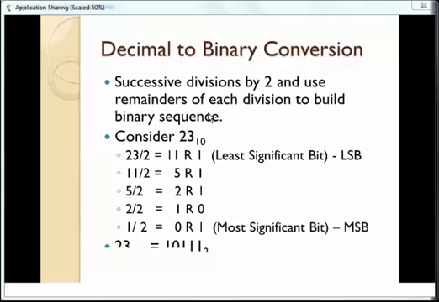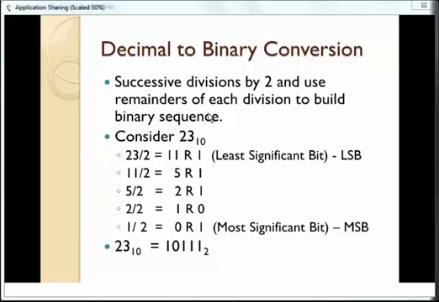So now that we know how to convert a binary string to its decimal equivalent, we might want to go the other way. We have a decimal number and we want to convert it to its binary representation or binary base. And the way that we do this is we apply successive divisions by 2, and the 2 comes in because we're going to the binary base, which is base 2, and we use the remainders of each division to build a binary sequence. And again, this is best illustrated by an example.